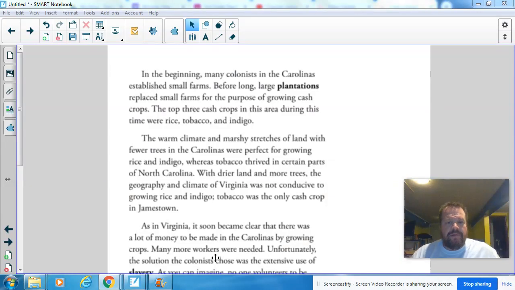All right, continuing on. The warm climate and marshy stretches of land with fewer trees in the Carolinas were perfect for growing rice and indigo, whereas tobacco thrived in certain parts of North Carolina. With drier land and more trees, the geography and climate of Virginia was not conducive to growing rice and indigo. Tobacco was the only cash crop in Jamestown.